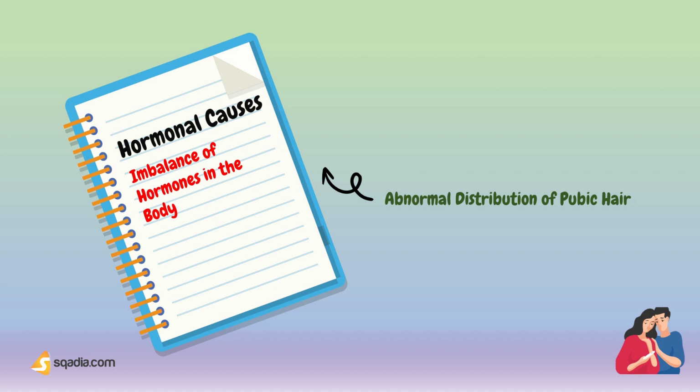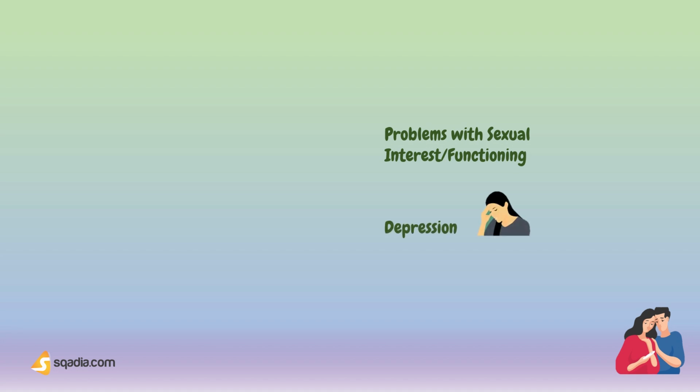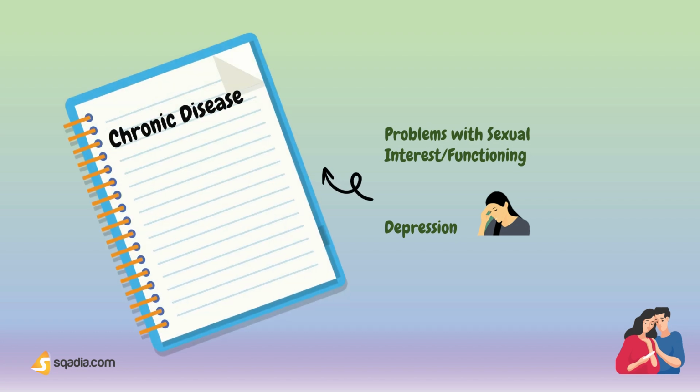Moving on to the last cause of inability to conceive, which is if your patient is having problems with sexual interest or functioning, sometimes associated with depression, well, this indicates chronic disease. It's any long-term disease causing inability to conceive. So now, if you're clear about your findings, you can manage your patient accordingly or do further investigations if required. That was all about the differential diagnosis of sexual issues.